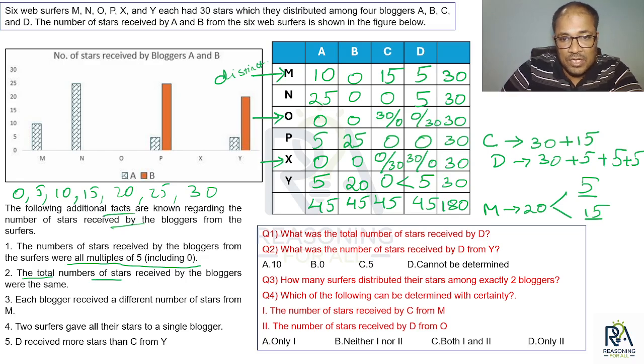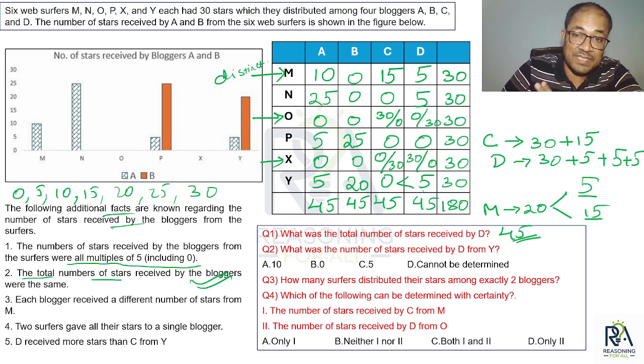Total number of stars received by D, very easy. This was a sitter. That means you need not solve the entire puzzle to answer this. We already know total stars received by each of them will be equal, which is 45. Just based on this condition, this question could have been easily answered: 45. Then total number of stars received by D from Y. We answered this at the very beginning, D getting 5 stars from Y, right?